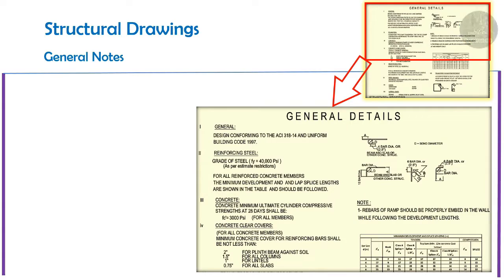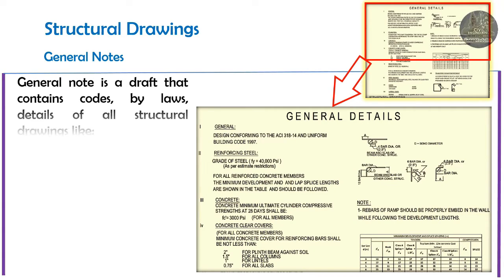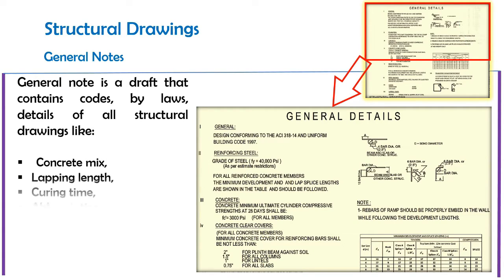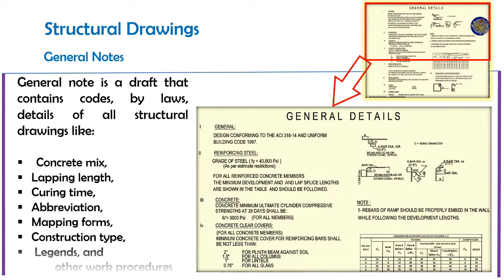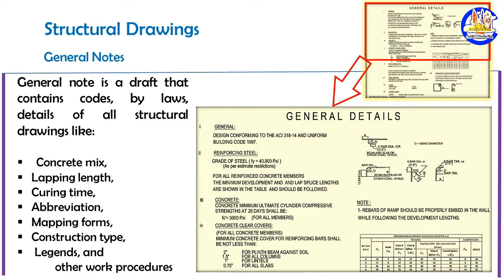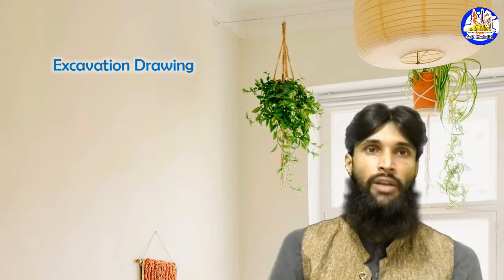General notes is a draft that contains codes, bylaws, details of all the structural design, details of all structural drawings like concrete mix, lapping length, curing time, mapping forms, construction type, legends and other working procedures. Excavation drawing. This is also very important.